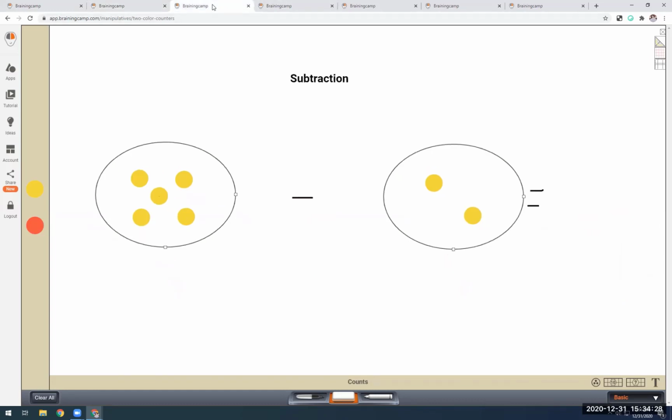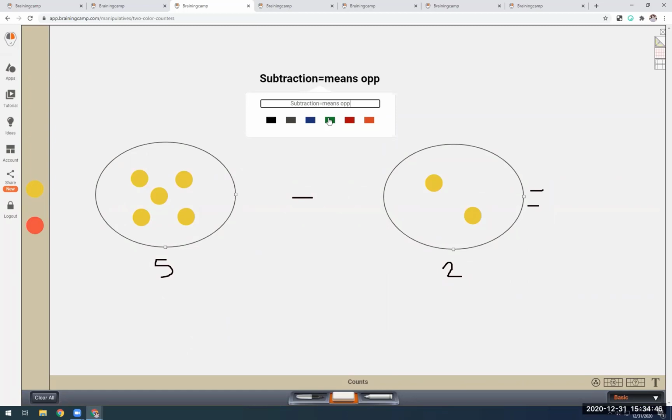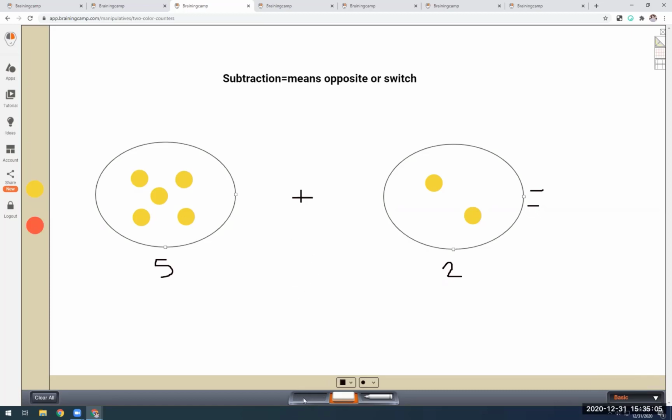Let's move on to subtraction. Here, I have a subtraction problem. You can see I have 5 yellow counters still, but this time I am subtracting 2 yellow counters. Subtraction, in this case, means opposite or switch. Our subtraction symbol acts like a switch, and it gives us the opposite of whatever is to the right of the subtraction symbol. So here, if I activate this switch, it's going to make my +2 the opposite of what it was, which would be -2. So now the problem reads 5 plus -2 equals what?